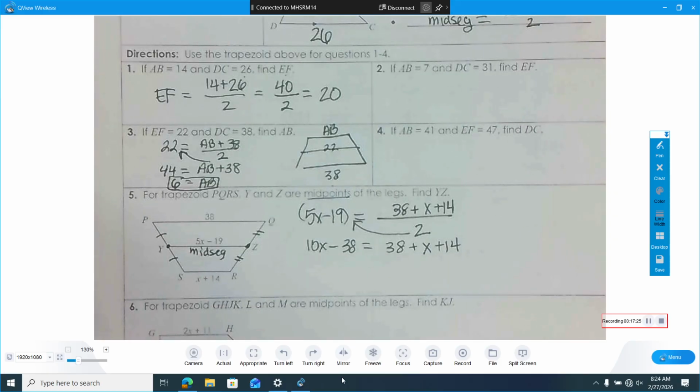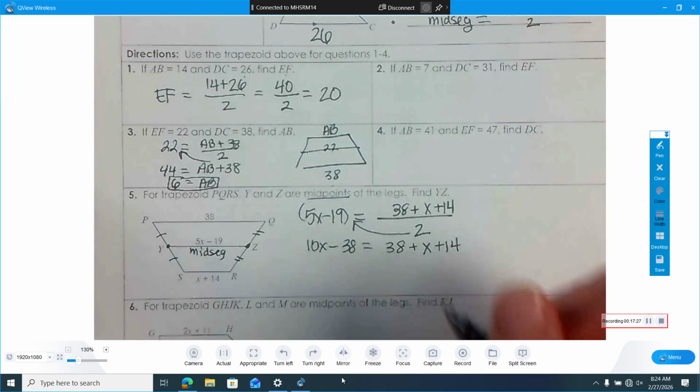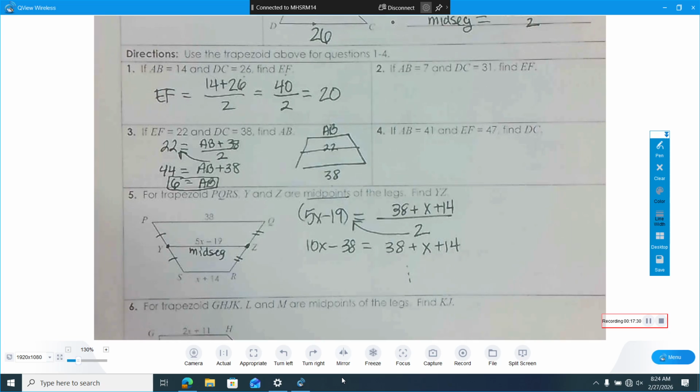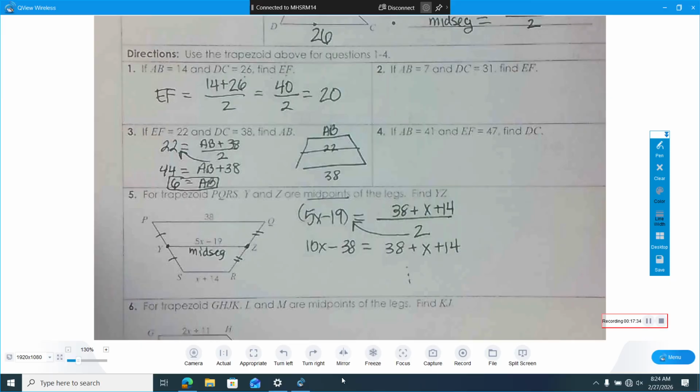Can we solve from there? Are you good? Yeah? All right, we can combine like terms and solve from there. Are you good? Yep. Okay. How many minutes? I wanted to get 15, but that's pretty close.